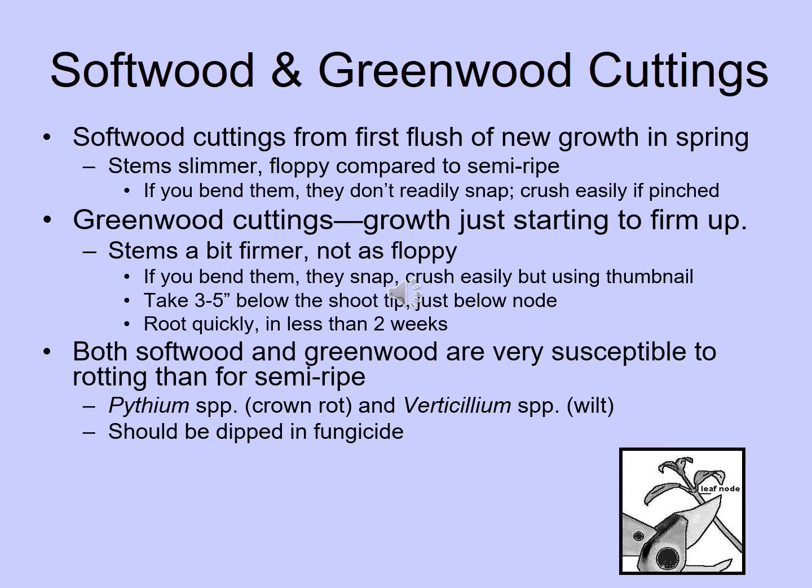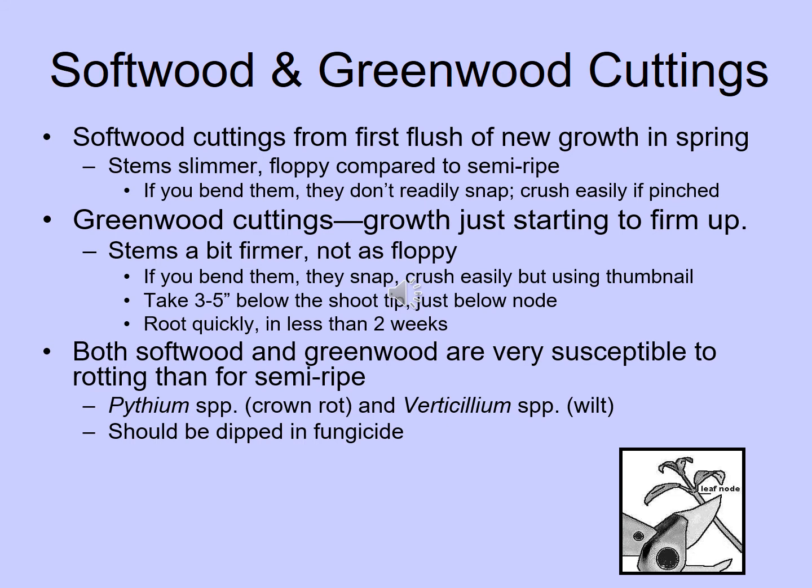That's softwood. Greenwood, just starting to firm up. Stems are a little firmer, not as floppy as the softwood. If you bend them, they do snap and they crush easily using your thumbnail. For greenwood cuttings, take 3 to 5 inches below the shoot tip, just below the node, and these do root quickly because they're very green and they were part of the mother plant that was growing quickly.